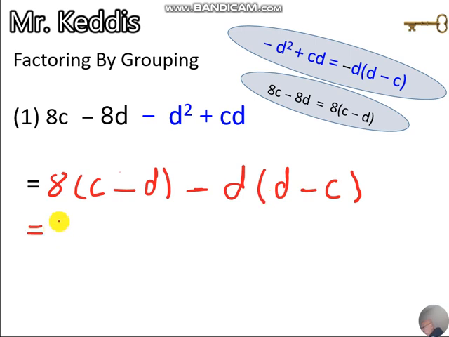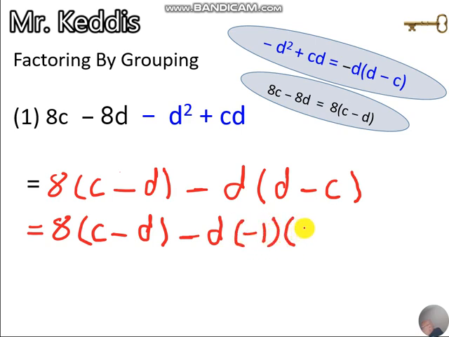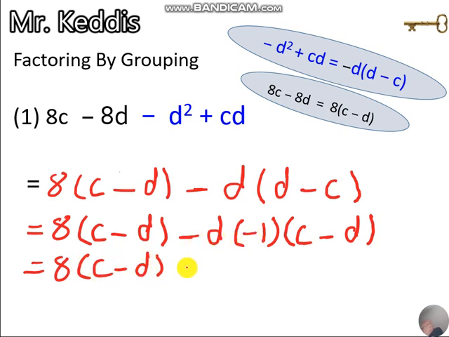Equal under equal, 8 under 8, c minus d. Minus d here, and d minus c I replace by negative 1 times (c minus d). Equal under equal, 8 under 8, c minus d. Negative times negative, I get positive. Positive d times (c minus d).